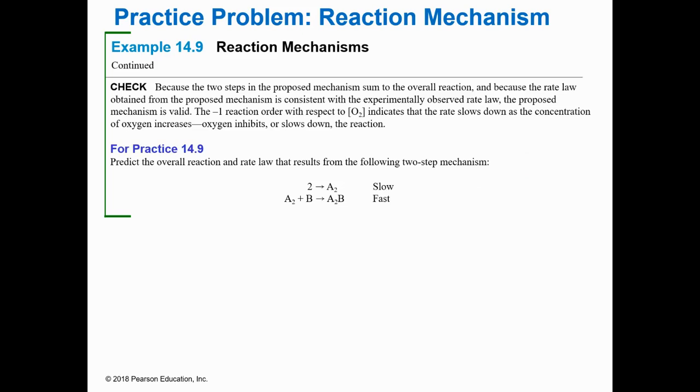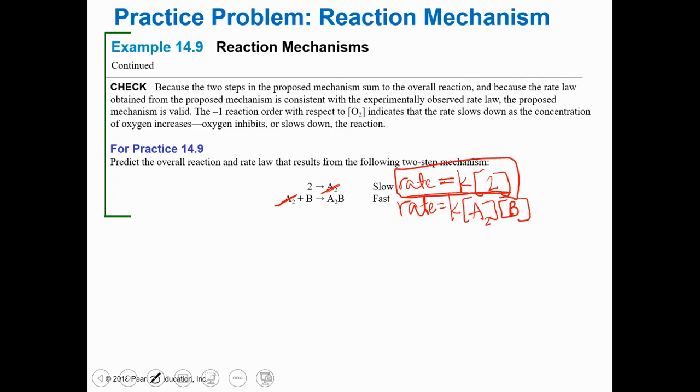Okay, this one wants me to predict an overall reaction rate for the rate law. So again, we're going to cross out our intermediate. We're going to write our rate. Rate is equal to K, I guess we're assuming that's a something. Okay, so it seems to me like this would be our rate based on this mechanism because it has to come from this slow step.